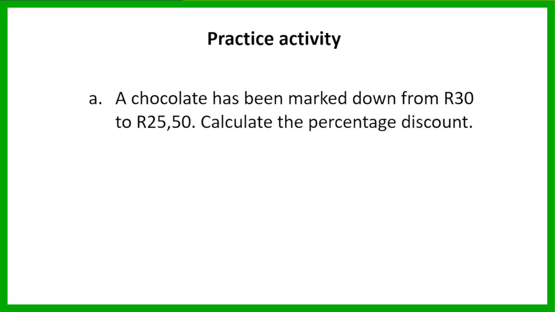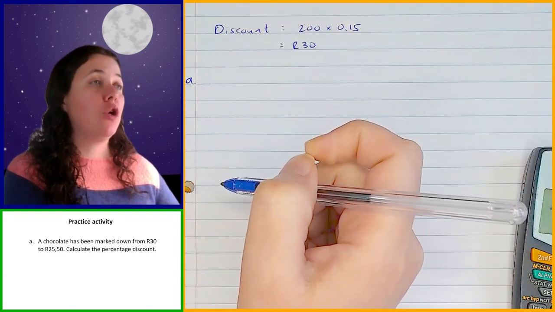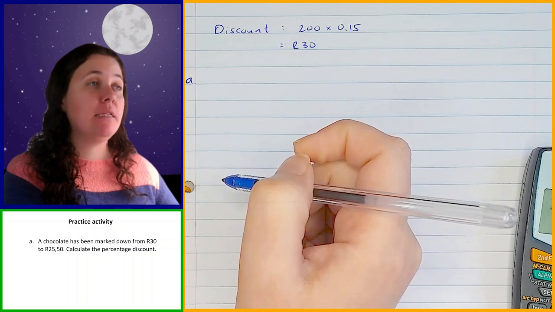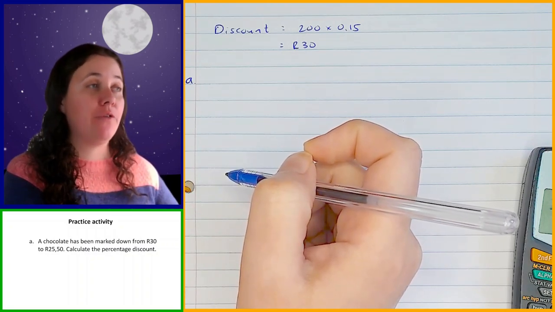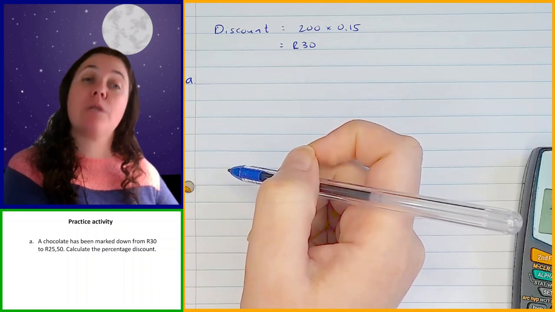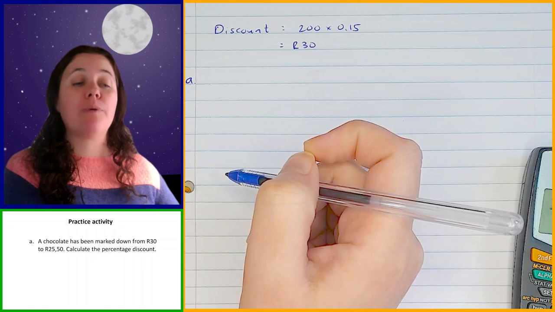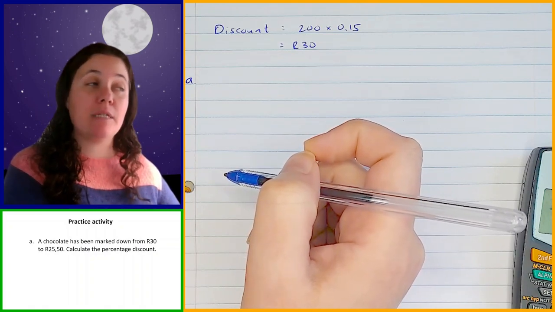Okay, you should be done with that, so let's go through that example. So in question A, we have a chocolate. We know what the original price is, it's 30 Rand, and we know that the marked down price, or the discounted price, is 25 Rand 50. Okay, so we need to work out what the percentage discount is. So they're not asking us what the discount is, they're asking us what the percentage discount is. So we need to work out what the percentage is that has been discounted by.